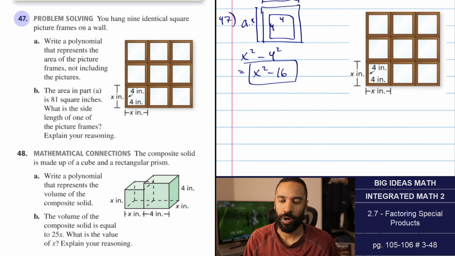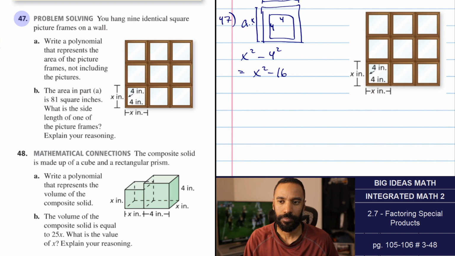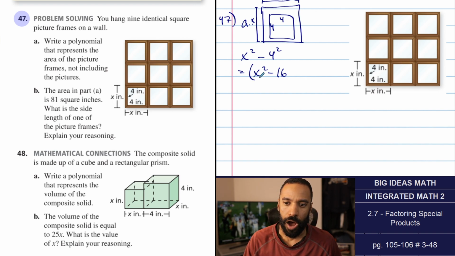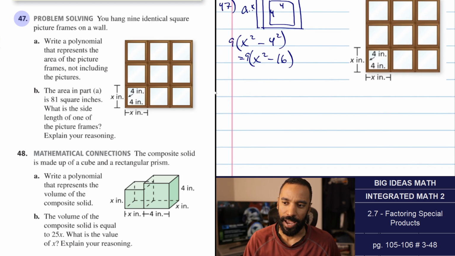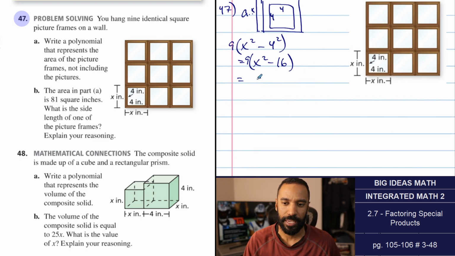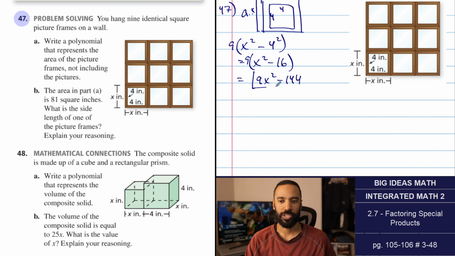So we have x squared minus 16, but there are 9 picture frames. We got to multiply this by 9. So all of this multiplies by 9 because there are 9 of them. So that becomes 9x squared minus 144. Okay, that's a lot better.